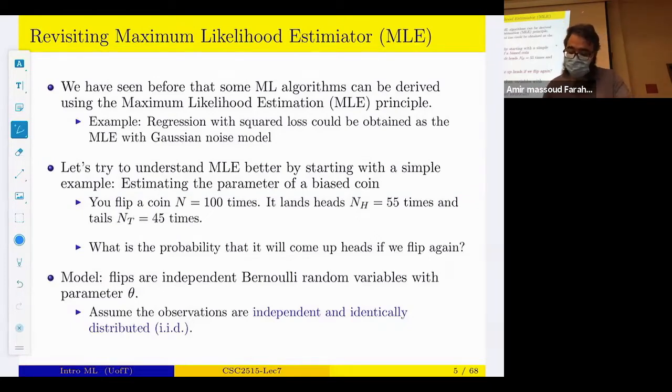Suppose you flip the coin 100 times, and it lands heads 55 times and tails 45 times. So what is the probability that it will come up heads if we flip it again? That's the question. So what is the answer? 0.55. 0.55 is one answer.